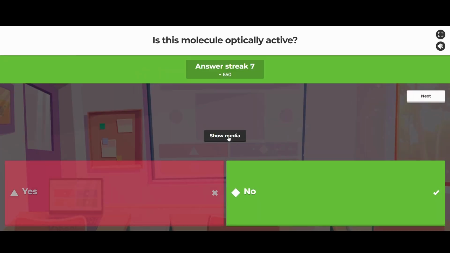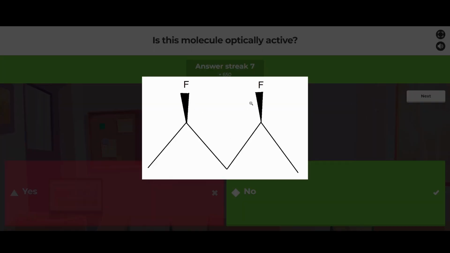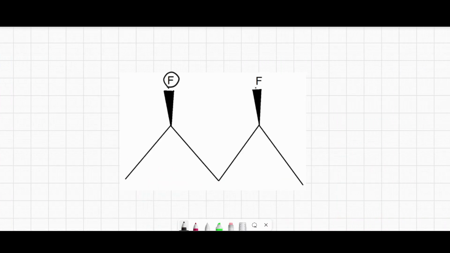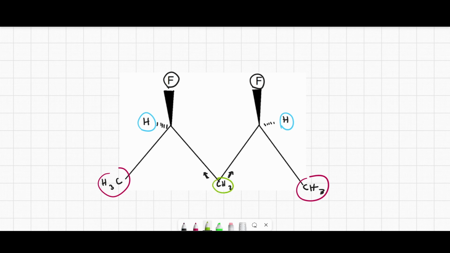Alright, so to be optically active is to be chiral overall. To be chiral, you need to have chiral centers, and you cannot have equal ones that cancel out. Both sides have fluorine, methyl, hydrogen, and that CH2 group coming off their chiral centers. Should one of their spins be R and the other S, this could be what's called a meso compound. That's a molecule with chiral centers that cancel out and thus makes it achiral overall.